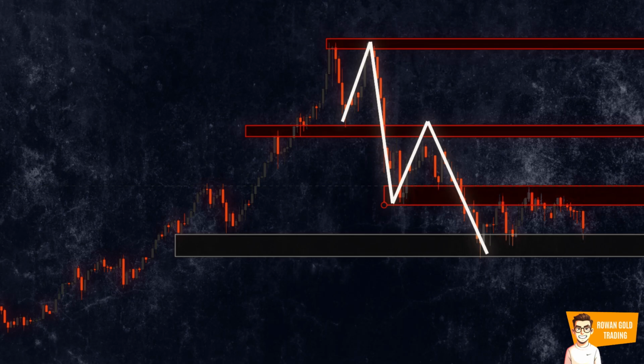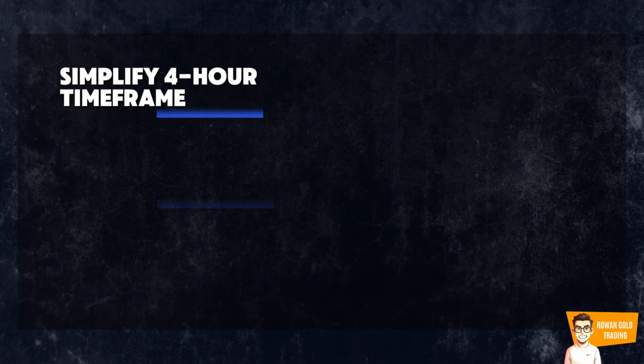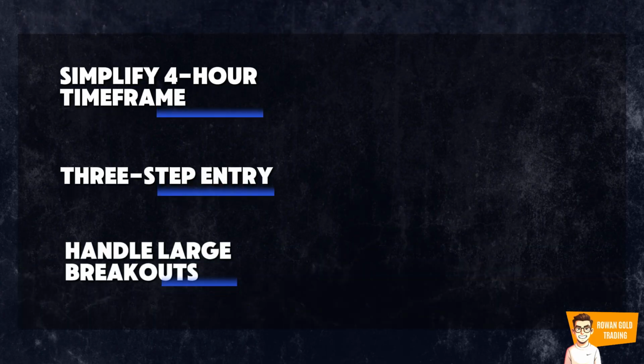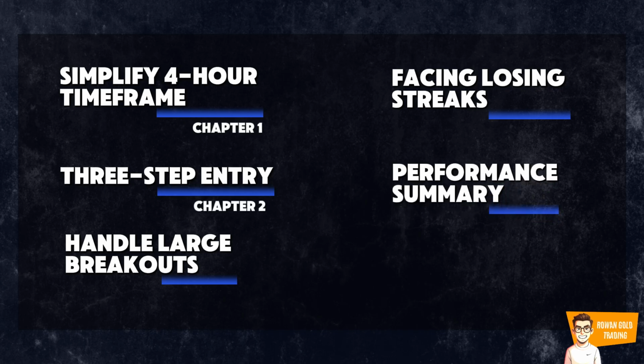By isolating just one specific candle, we can set up crystal clear boundaries that tell us exactly when to jump in and out of fast-paced 5-minute scalps. So here's our game plan for this explainer. First, simplifying the 4-hour time frame. Second, the 3-step entry process. Third, handling large breakouts. Fourth, facing losing streaks. And finally, number 5, a trade performance summary.